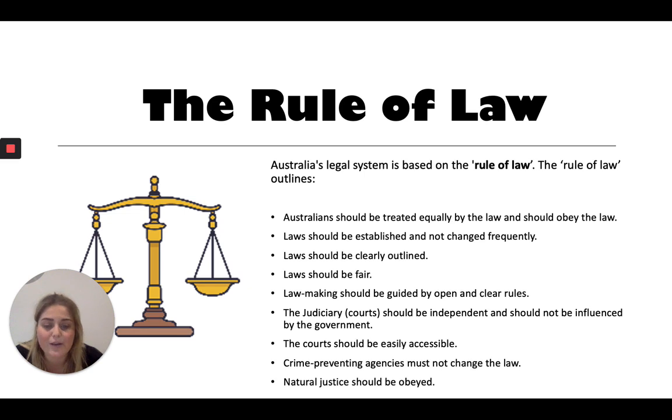The judiciary, which is the courts, should be independent and should not be influenced by the government. The courts should be easily accessible. Crime preventing agencies must not change the law. So people like the police, they can't change the law. They enforce the law and they make sure that people obey that law, but they don't actually have a say in creating the law. And natural justice should be obeyed. So if you break those laws, then there are consequences to the rules.